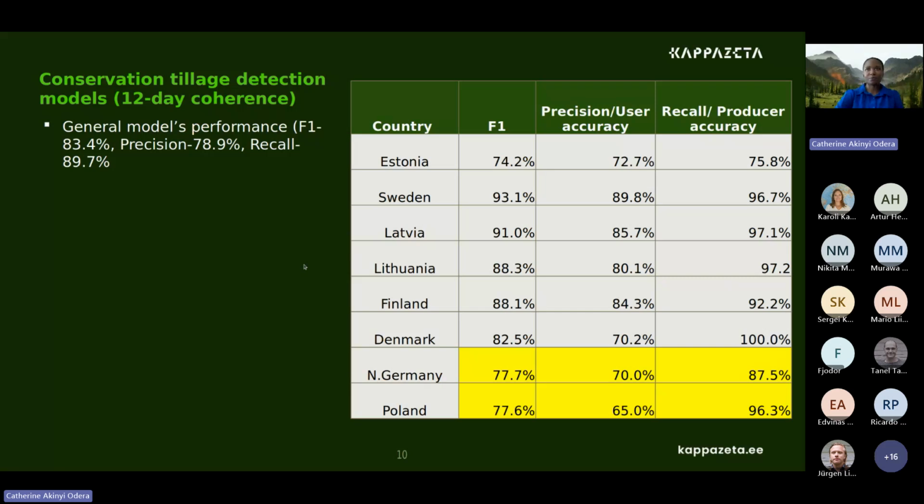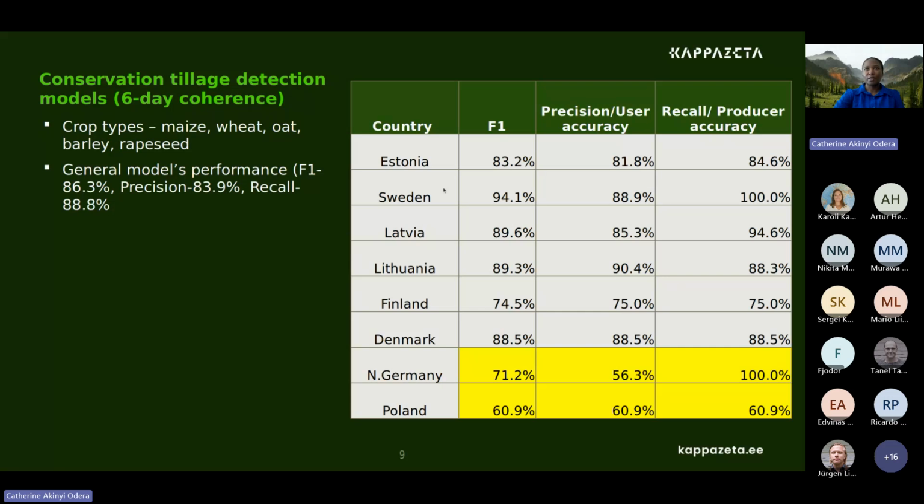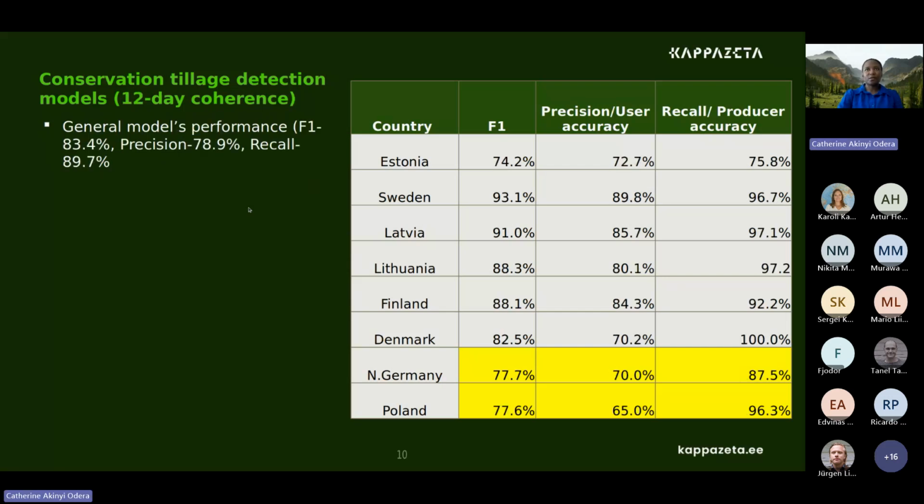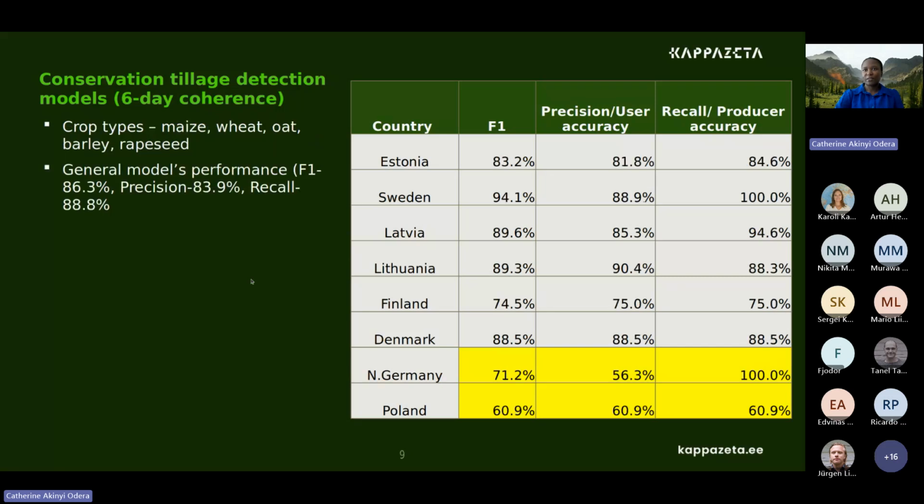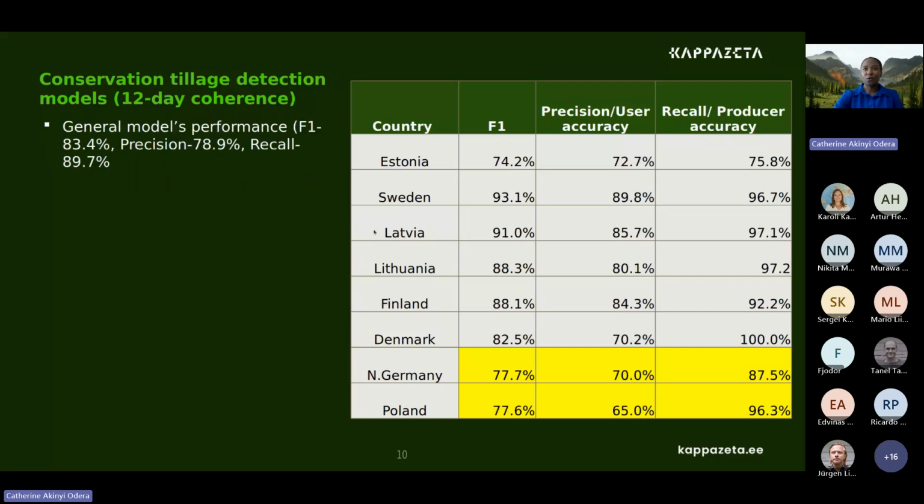If I could just go back. So I would focus your attention on Estonia, for example. In 6-day coherence, we had an F1 score of 83.2. But in 12-day coherence, the F1 score dropped to 74.2. But if you focus on a different country like Latvia, the F1 score was 89.6 for the 6-day coherence, but for the 12-day coherence, it was 88.3.